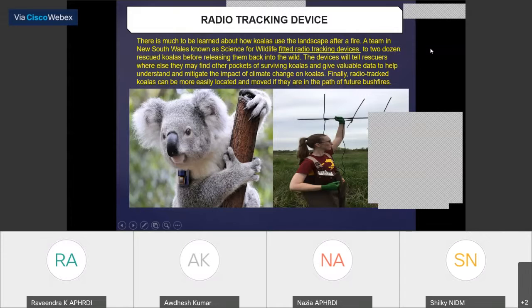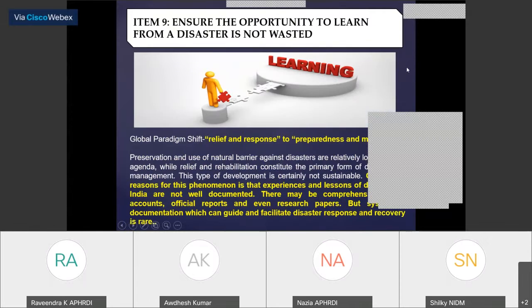Now, item number 9 of the Prime Minister's 10-point agenda clearly maintained that we have to ensure the opportunity to learn from a disaster is not wasted.